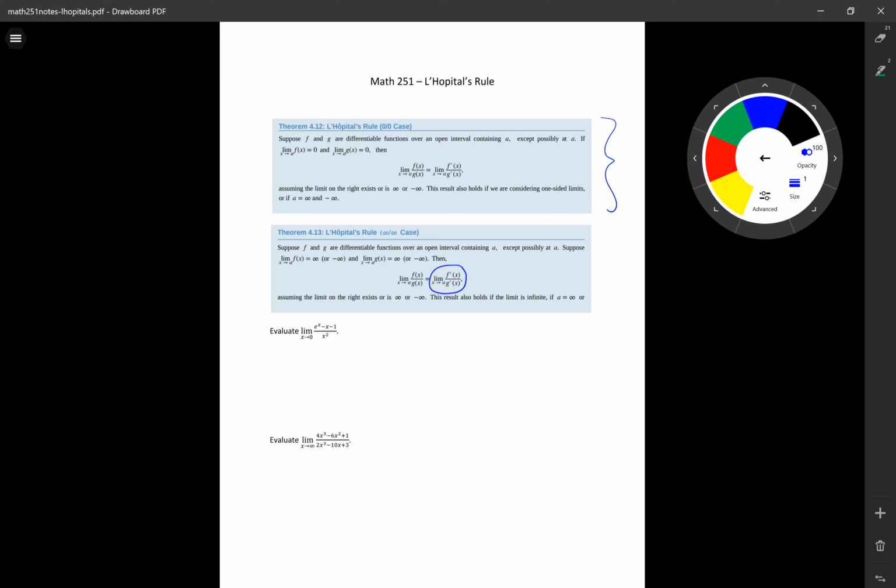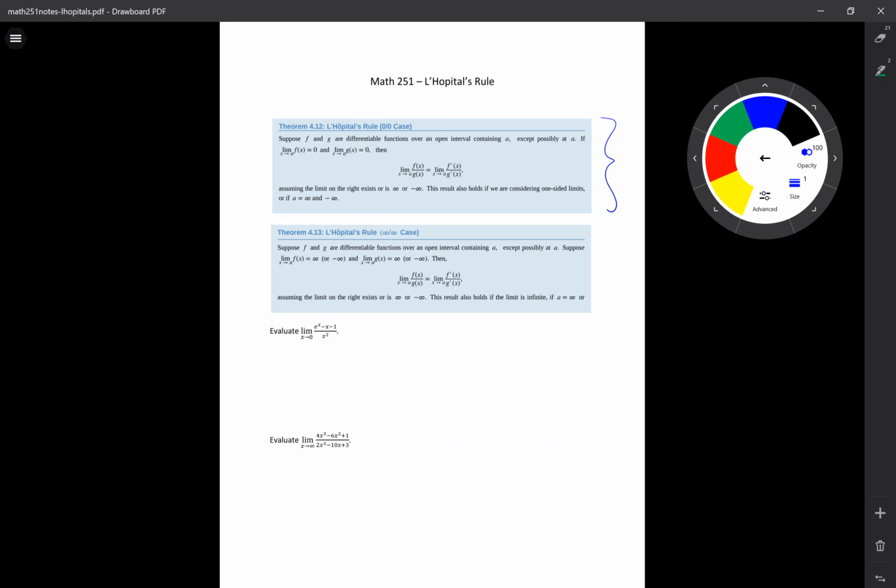Also, with L'Hopital's rule, if we need to keep taking derivatives until we finally have an answer, that's okay. We can use L'Hopital's rule over and over again on the same pair of functions until we get an answer. So let's try L'Hopital's rule.